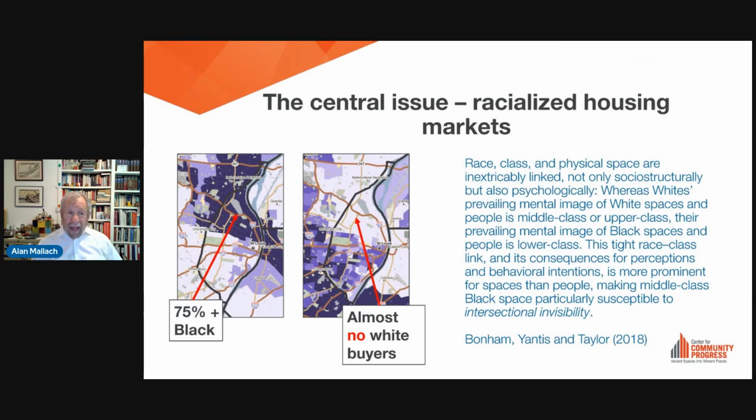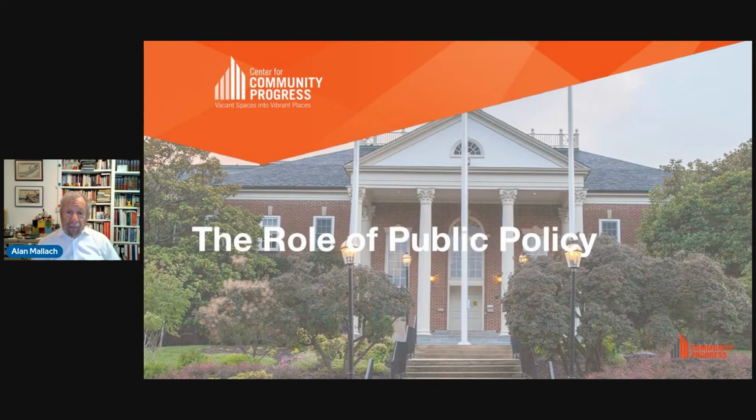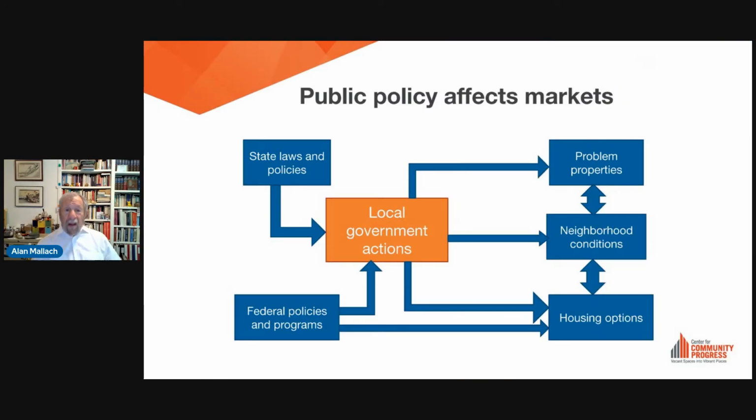So I'll leave it at that, and we'll go on to the next slide now, which is how public policy affects markets. Next. Public policy is basically local government actions, which have a huge impact on neighborhood conditions, on problem properties, and on housing options. But it's very important to understand that local government actions are affected, in many cases constrained, especially by state laws and policies, and to a lesser extent, federal laws.